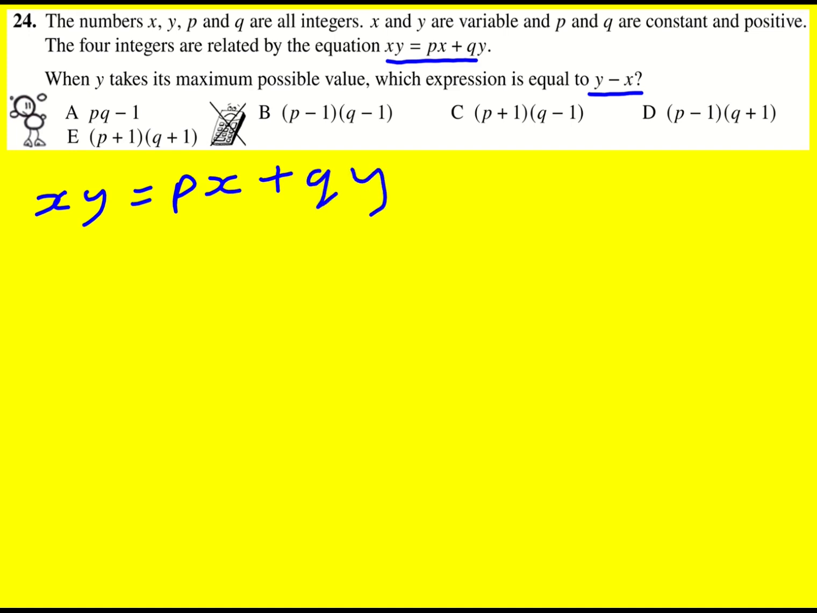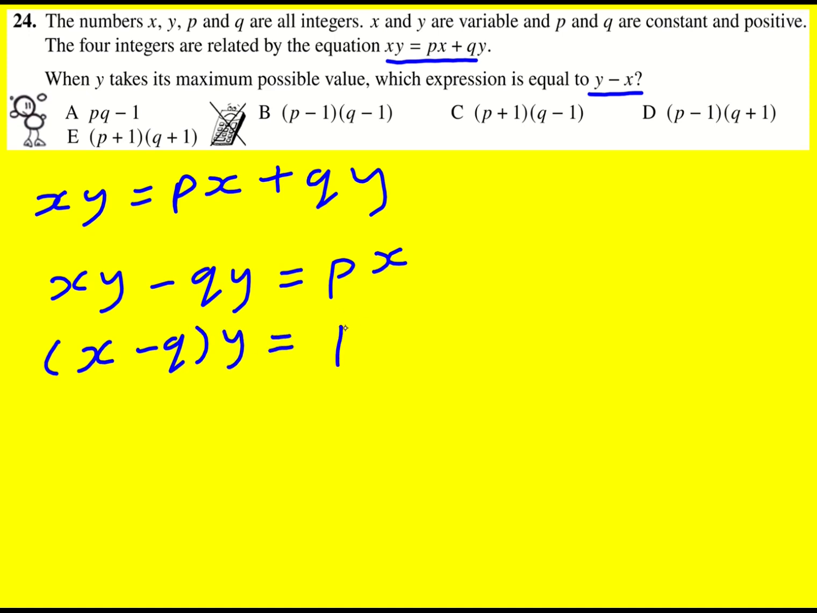A good shout is to try and make y the subject of this equation. Actually, I don't know why I did that. Let's keep it as xy minus qy is equal to px. I've got y on one side now because I can now factorize it. x minus q times y is equal to px. So y is equal to px over x minus q. Right, I've made y the subject.